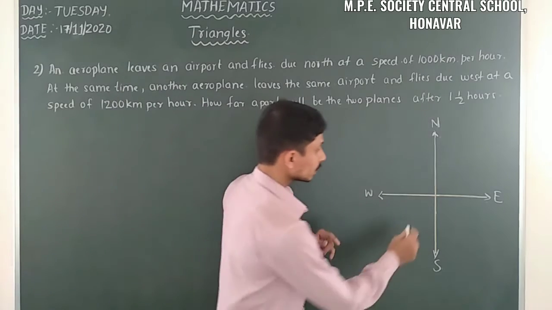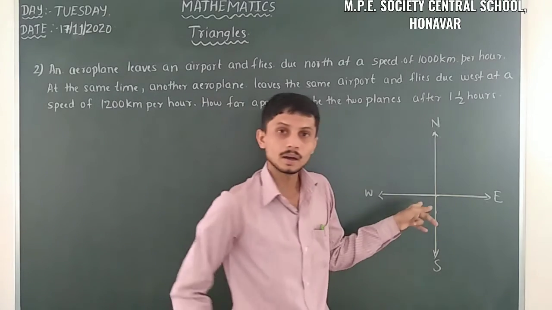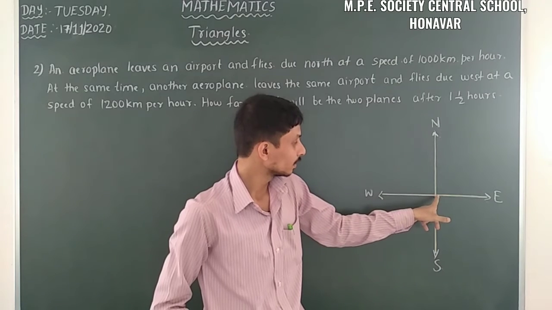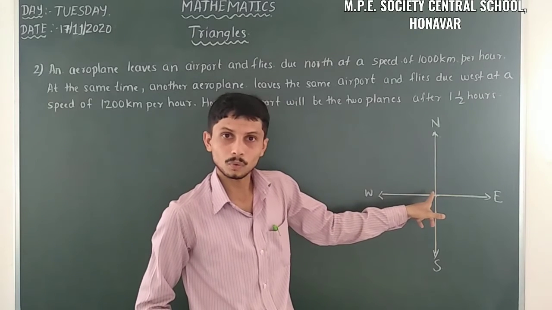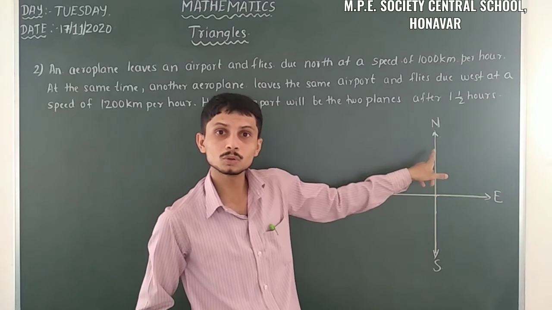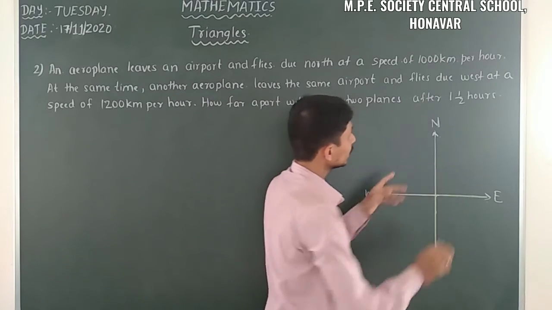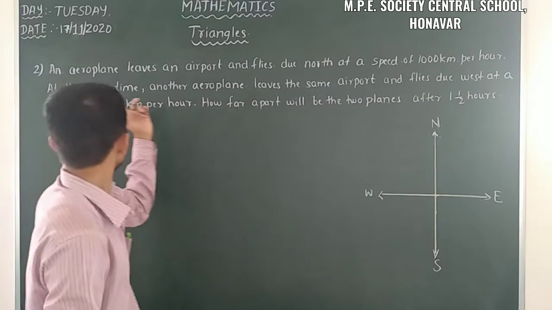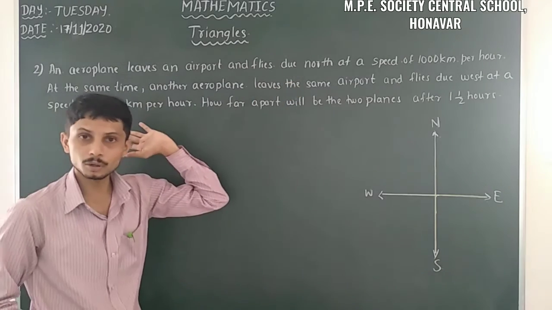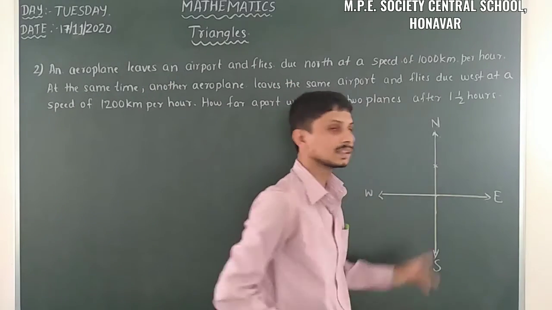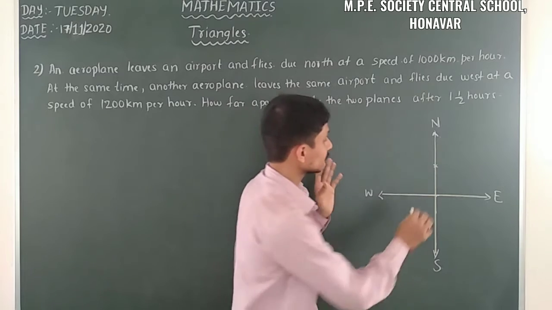So consider at the origin we have an airport, and one aeroplane flies due north, at a speed of 1000 km per hour. So I think it reaches here. I will take this as aeroplane 1.